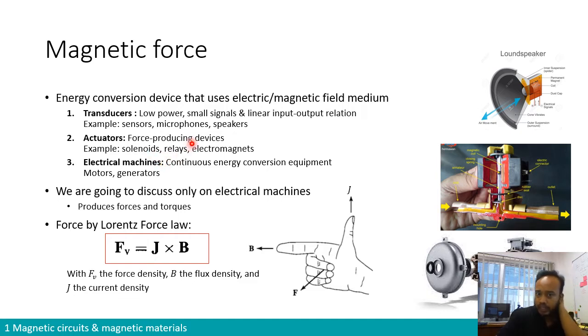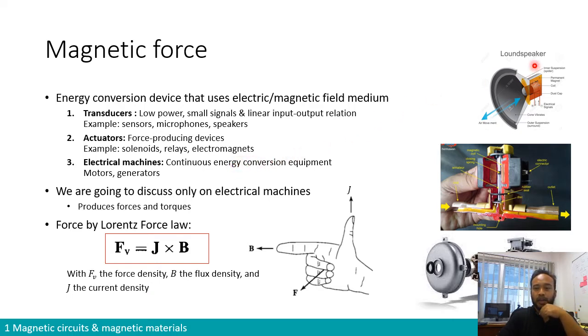So there are force-producing devices like solenoids, relays, and electromagnets. So what is an electromagnet? An electromagnet is basically equipment that you power so that the coil becomes, for a moment, a magnet that we use, for example, in metal scrapping to collect ferromagnetic material and take it out from the junkyard.